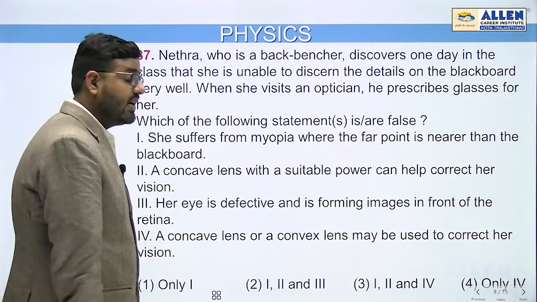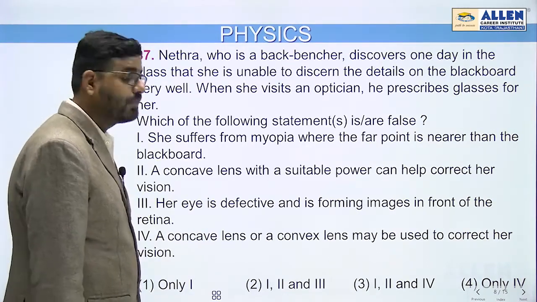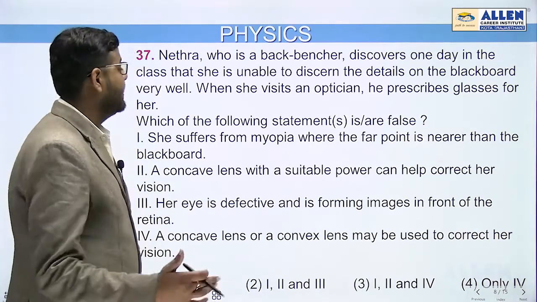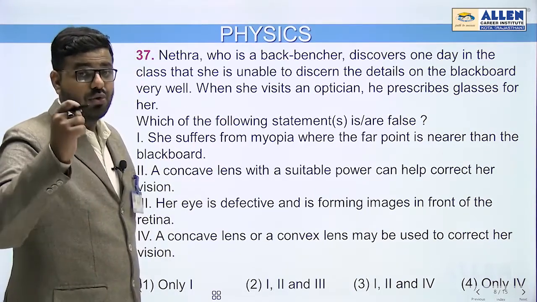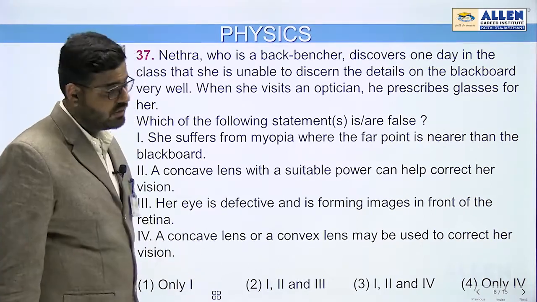So obviously statement 4, that a concave lens or a convex lens may be used to correct her vision, is not correct. Here in the question, he has asked which of the following statements are false, not true. Which statement is false? So obviously statement 4 is false here.